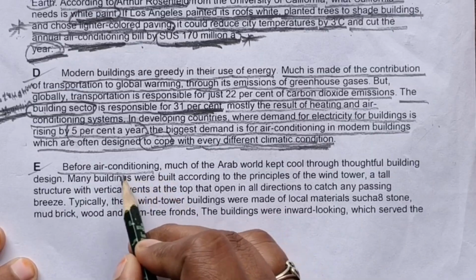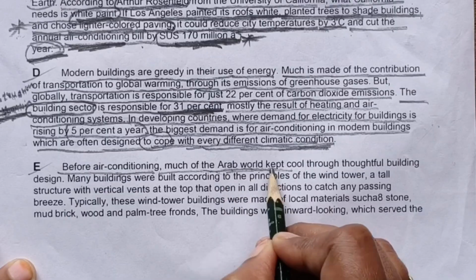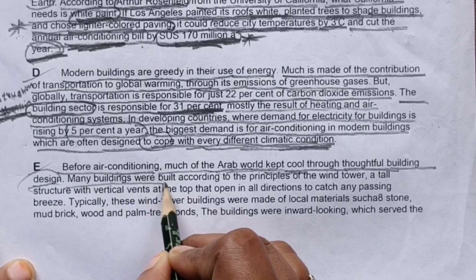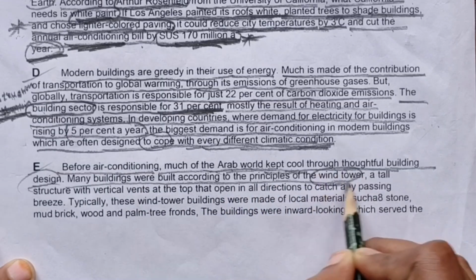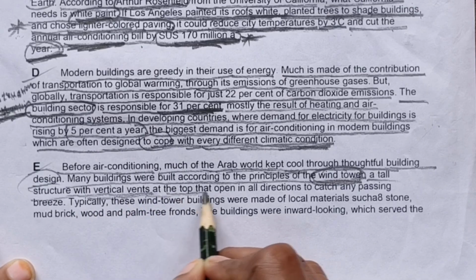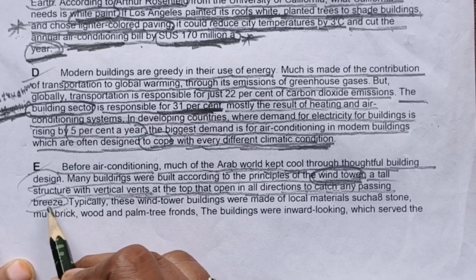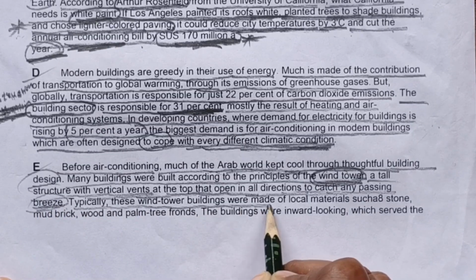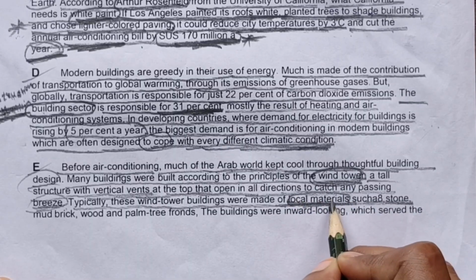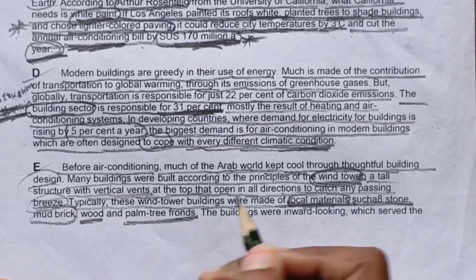Before air conditioning, much of the Arab world kept cool through thoughtful building designs. Many buildings were built according to the principles of the wind tower. So this is also our keyword, wind tower. A tall structure with vertical vents at the top that open in all directions to catch any passing breeze. Typically, these wind tower buildings were made of local materials. This is our keyword. Local materials such as stone, mud, brick, wood and palm tree fronds.